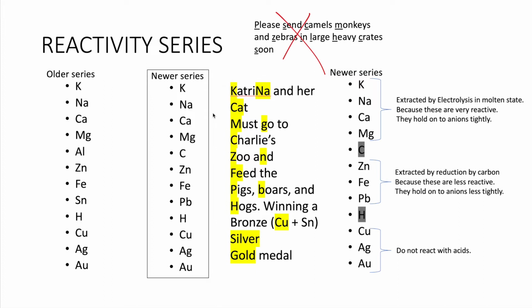And this is a series you need to commit to memory because a lot of applications will require this skill set. So like mentioned, the first 3 or 4 will be extracted by electrolysis because they are very reactive. They hold on to their anions very tightly, and to successfully release them, you need to run electricity through them to extract these reactive metals.